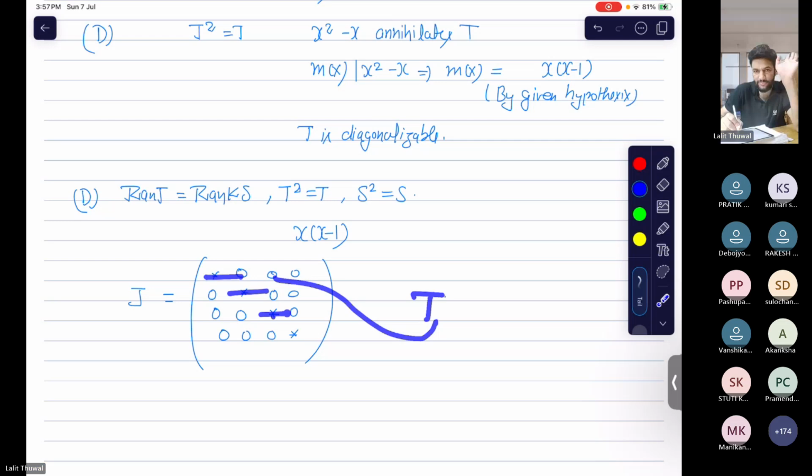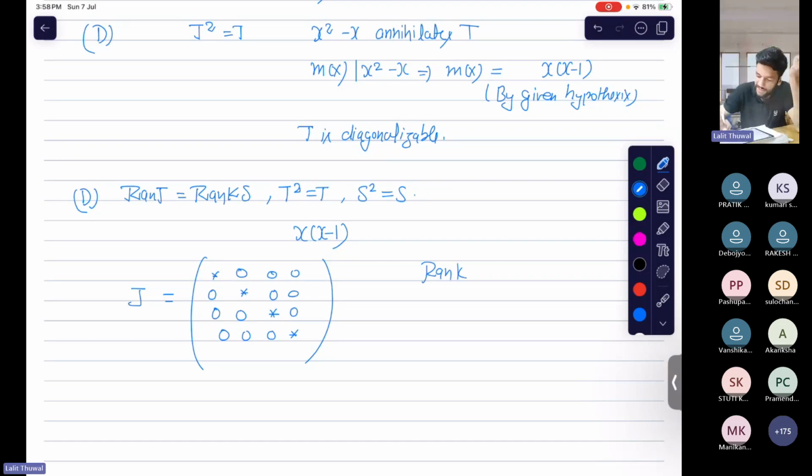Is it clear? The rank of T and the rank of its Jordan canonical form are the same, right? The rank of the Jordan canonical form is the number of non-zero entries. So as many times as 1 appears, that would be the rank of T. Suppose the rank of S is 3, then the Jordan canonical form of S is this, and the same Jordan canonical form of T would be. So they have the same Jordan canonical form, and two matrices having the same Jordan canonical form are similar, right? Because every matrix is similar to its Jordan canonical form.